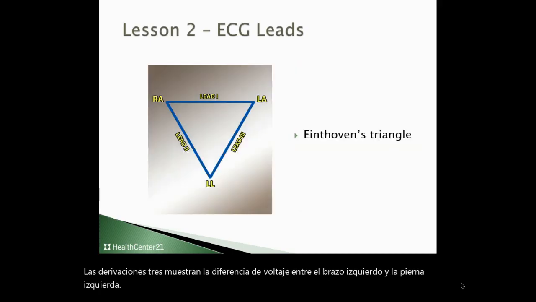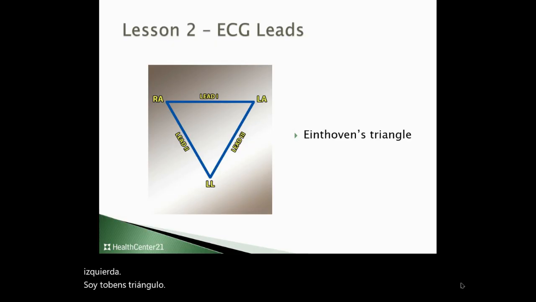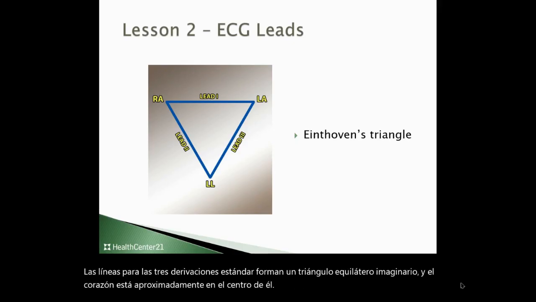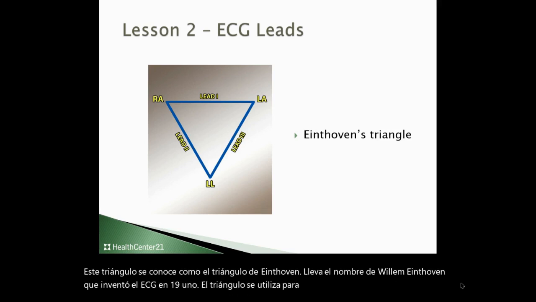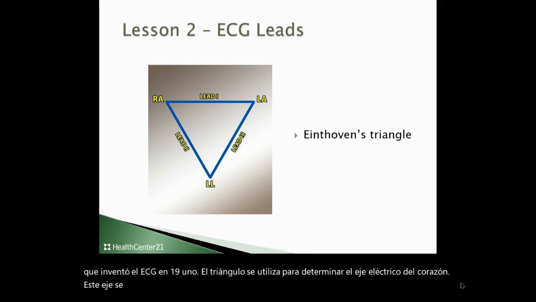Einthoven's triangle. The lines for the 3 standard leads form an imaginary equilateral triangle, and the heart is roughly at the center of it. This triangle is referred to as Einthoven's triangle. It is named after Willem Einthoven, who invented the ECG in 1901. The triangle is used when determining the electrical axis of the heart. This axis refers to the average direction that electricity moves through the heart during ventricular depolarization.